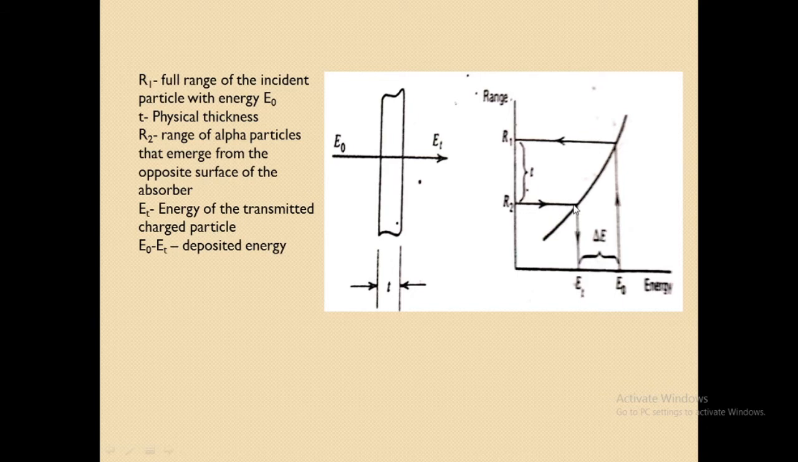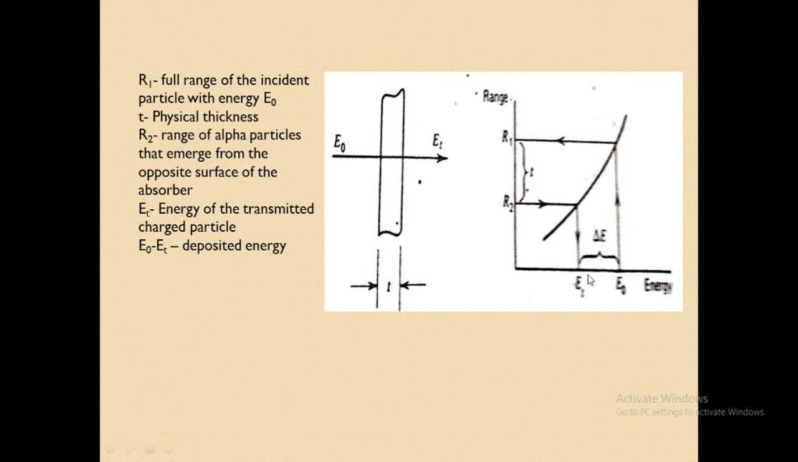Then it meets the curve at a particular point and we find the energy corresponding to this particular value. It gives the energy as ET. So the energy ET is the energy of the transmitted charged particle. Therefore, the energy deposited can be calculated as delta E, which is E0 minus ET.